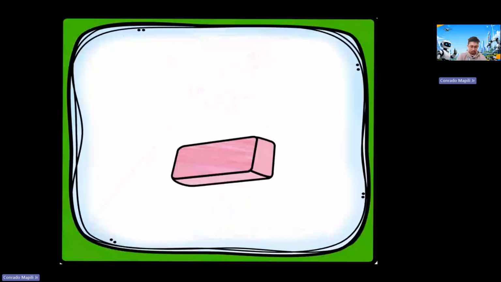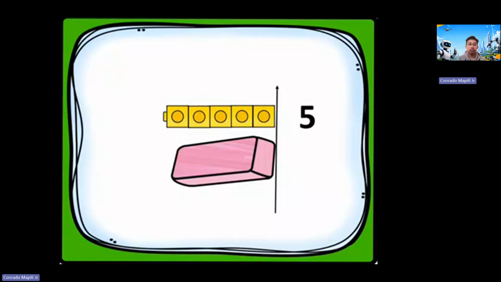So here we have an eraser, and we are going to use some Unifix cubes to measure how long the eraser is. So we have 1. Oh, and we need to make sure that it is at the edge. That's one of our rules. So you can see that the Unifix cube is going to line up with the eraser. So we have 1 Unifix cube, 2, 3, 4, 5. We have 5 Unifix for how long the eraser is. It's 5 Unifix cubes long.